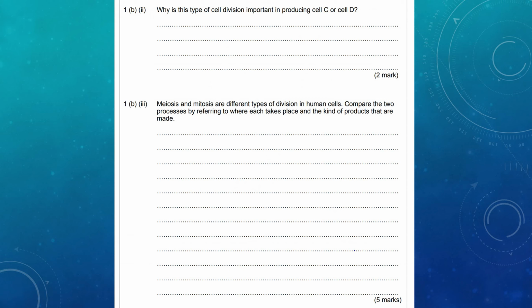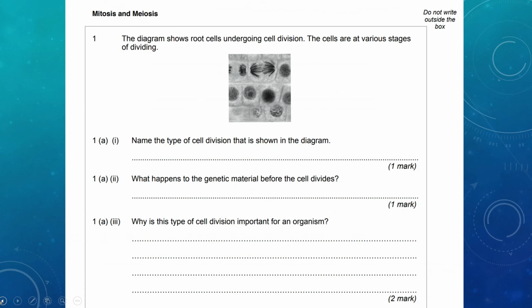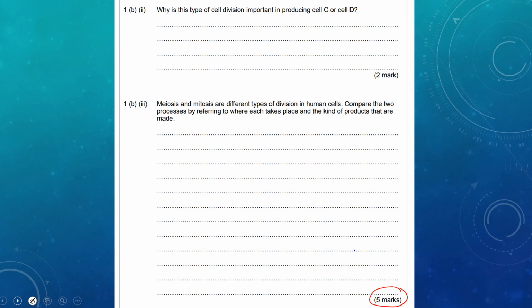And meiosis and mitosis are the names of the two different types of cell division in human cells. Compare the two processes by referring to where each takes place and the kind of products that are made. This is worth 5 marks. This is bordering on a QWC type response here. So give yourself a moment, go back if you need to, pause the video, answer the questions, and I will go over the answers next.